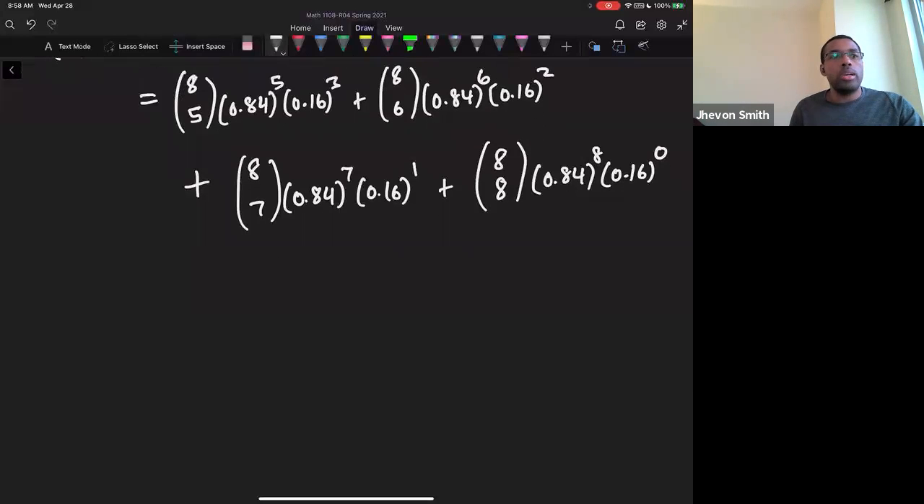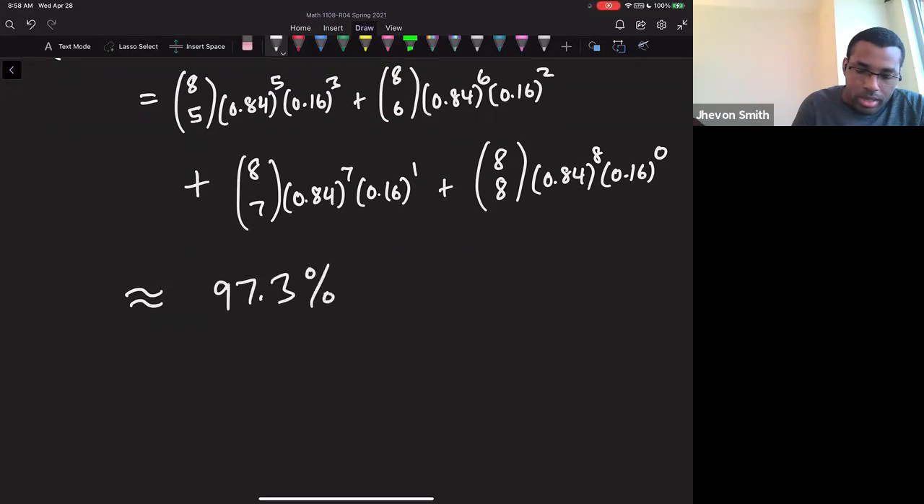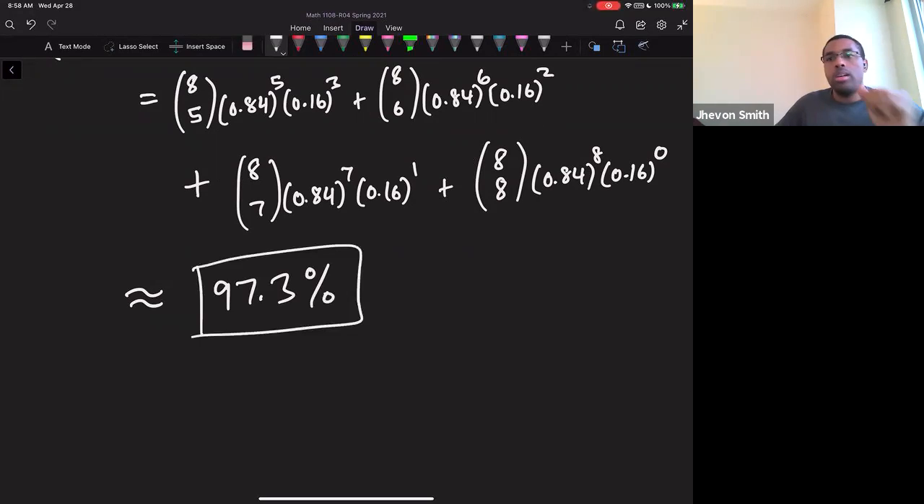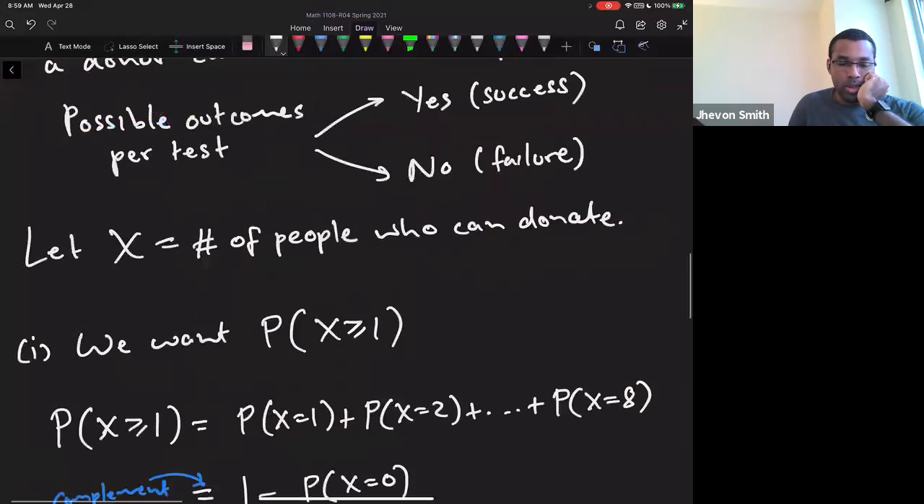And you can plug this in and you would get, I think, write it in percentage, there's a 97.3% chance that they'll get the blood that they need. Okay. So good news for the A positive person.